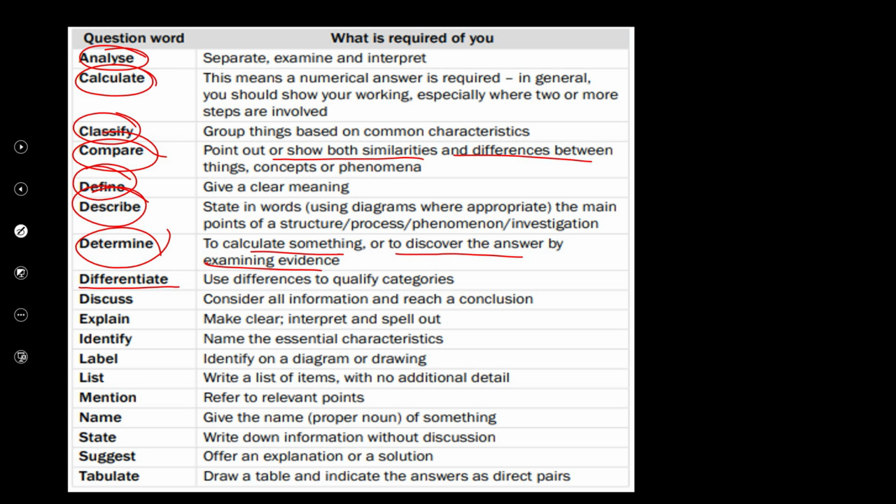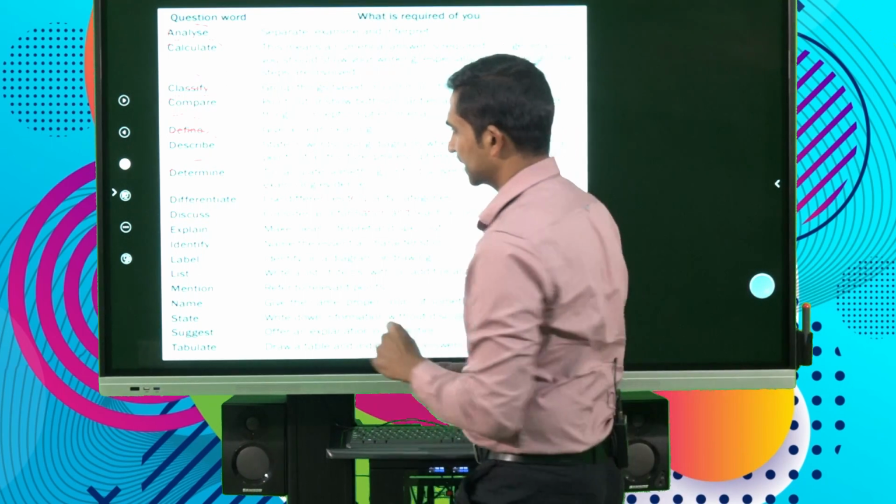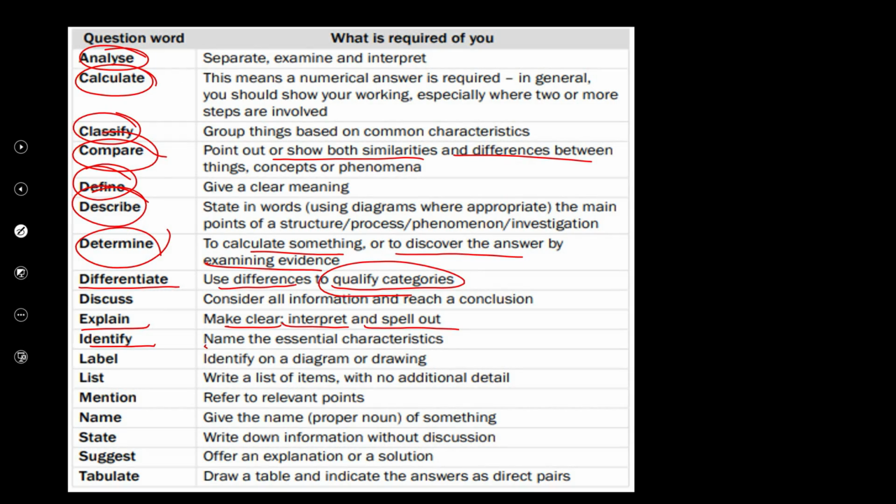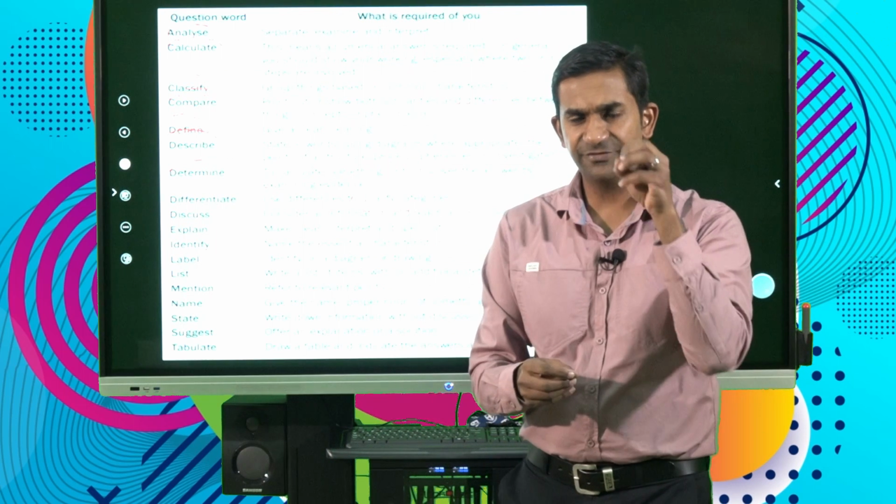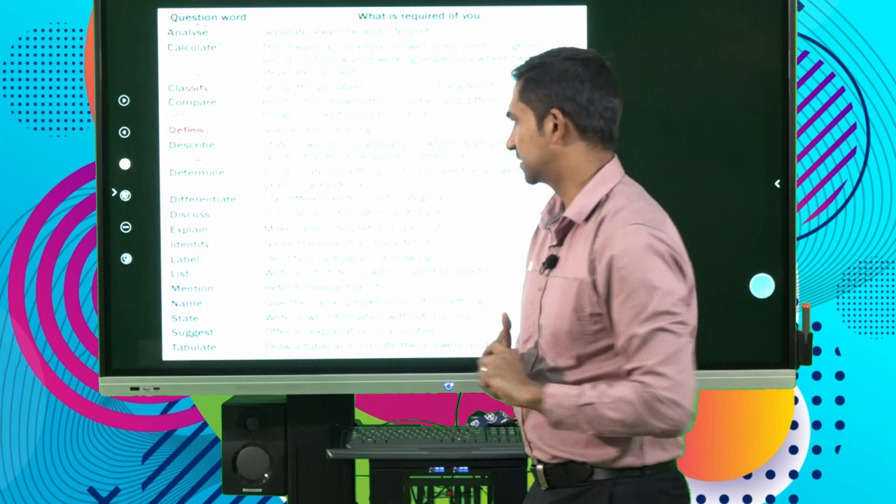Differentiate is a word that means find the difference between. So use differences to qualify categories. We often find the word explain. What does explain mean? It means make it clear, interpret, or spell out exactly what is happening, or a concept. Identify means to name an essential characteristic, to be able to see what is happening, identify something, name a characteristic.